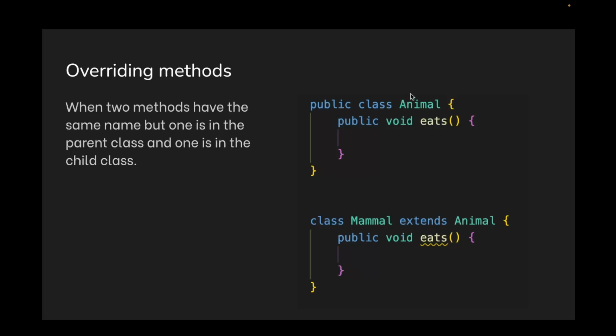In this case, I have the Animal superclass and I define an eats method, and then I have a Mammal subclass, and I also define the eats method here. It's giving a yellow underline here because technically there's a keyword, @Override, that you're supposed to put above it, but it's not required, so I didn't put it in here.